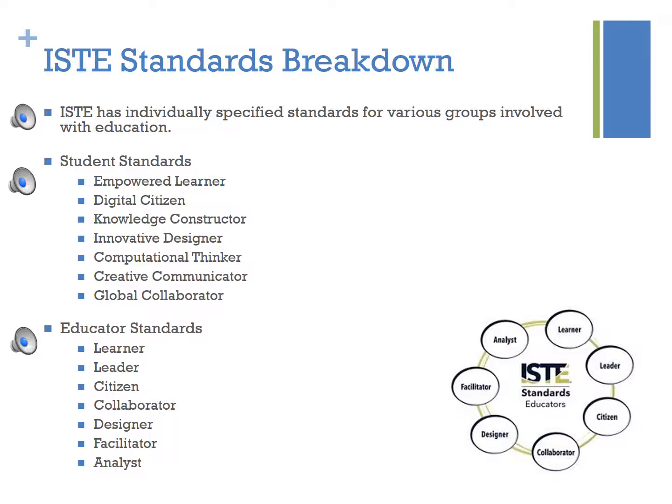ISTE also breaks down educator standards into 7 different parts. Learner. The educator can improve their own standards by learning from their colleagues. Leader. They work to support students taking leadership roles in school environments. Citizen. They teach students how to be good digital citizens. Collaborator. They work with colleagues and students to find the best way to go about the lesson.